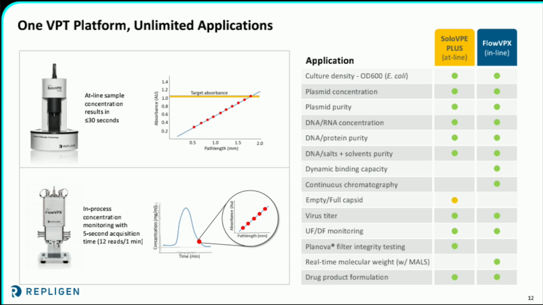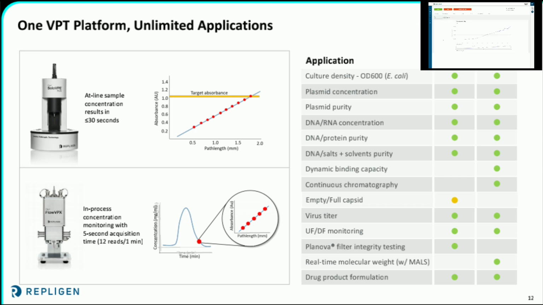Perfect. Thanks so much, Brandon. It looks like from our poll, approximately half of the attendees are familiar with variable path length technology, a little bit less familiar with the FlowVPX system, and a few familiar with the KR2i RPM system. For those unfamiliar with variable path length technology, definitely feel free to reach out to us. We'd be more than happy to explain it in greater detail, give you an introduction into how our technology works and the benefits that our customers receive compared to traditional uv-vis spectrophotometry.